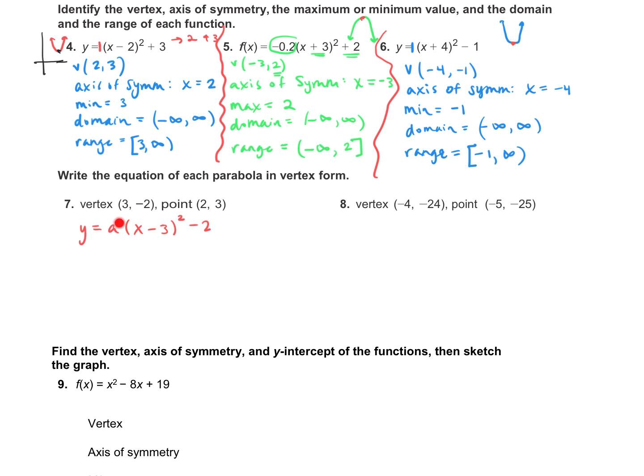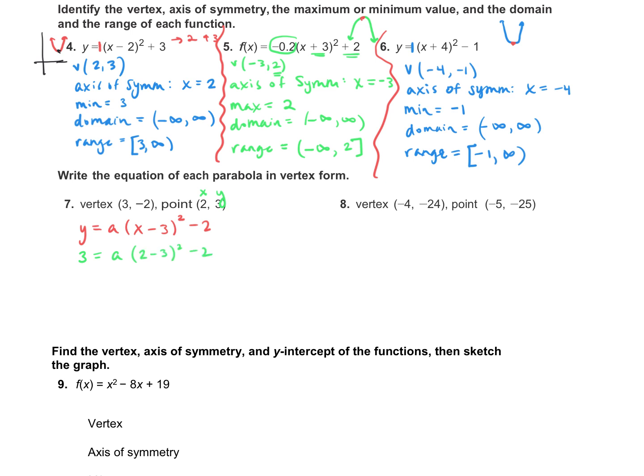The only thing we don't have is our a value, and that's why they give us a point on your parabola. I want you to think of this as like a helper point. It has an x and a y, so we can plug in the x and the y. Any point on this parabola will work in this equation. So I'm just going to plug in a 3 for the y. We don't know our a, but I'm going to plug in a 2 for the x.